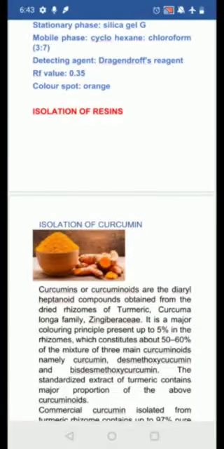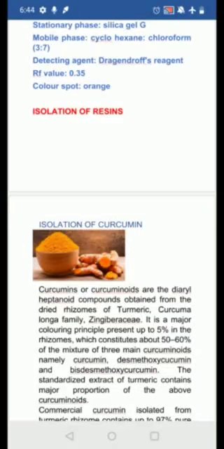Okay, so next is the isolation of the resins. As you already know about the resins, they are a mixture of volatile oils and oxygenated products of the terpenes, and they have heterogeneous structures made up of carbon atoms. They have complex structures and are transparent or translucent in appearance.